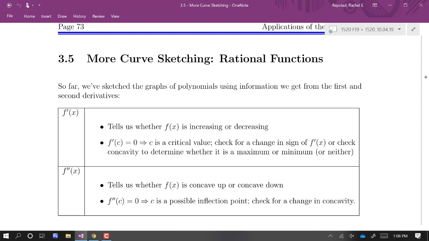The second derivative will tell us whether the graph is concave up or concave down. And we can use the second derivative to find inflection points. We can also use the second derivative to help us figure out if a critical value is a max or a min, right? Because it's concave up at a minimum, it's concave down at a maximum. That doesn't change.